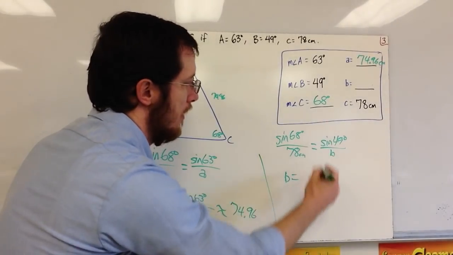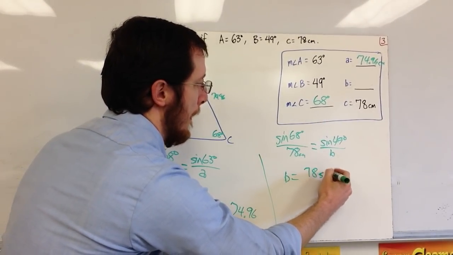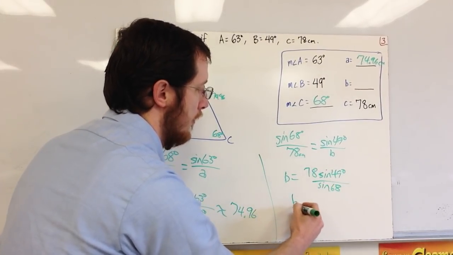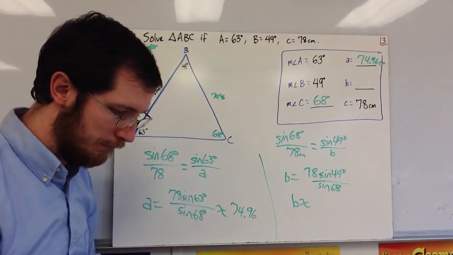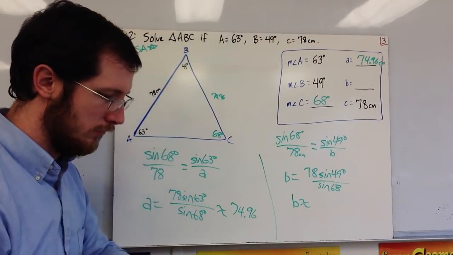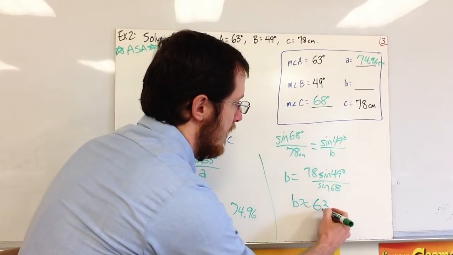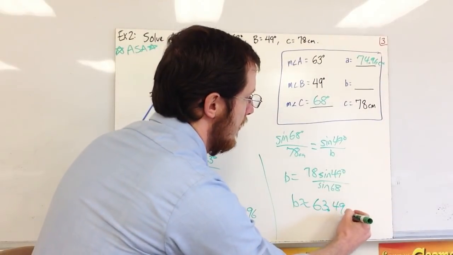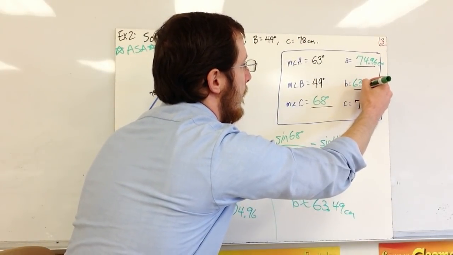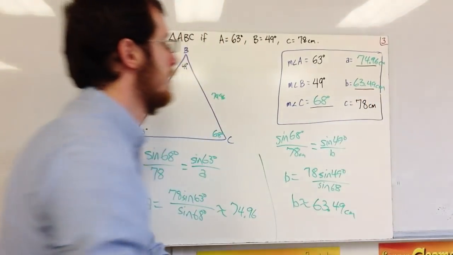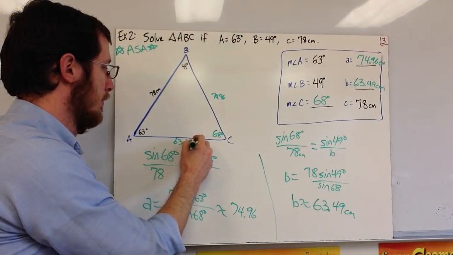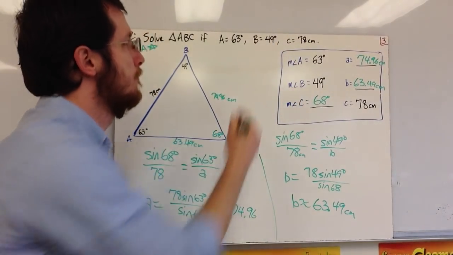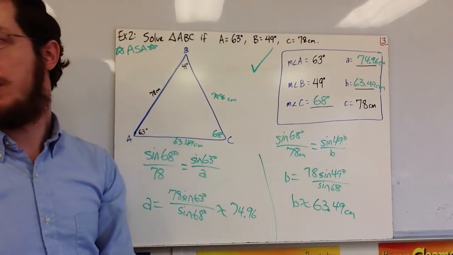Solving for little b, doing our algebra, we get 78 sine of 49 degrees over sine of 68. Okay, put that in your calculator. And we should get about 63 and 49 hundredths. That's in centimeters. Okay, so we've got our triangle solved, we've got our table filled out, and we're done with example number 2.